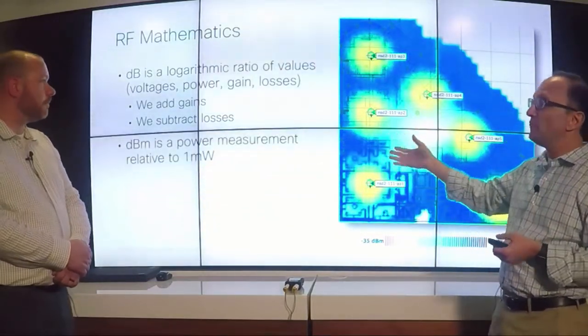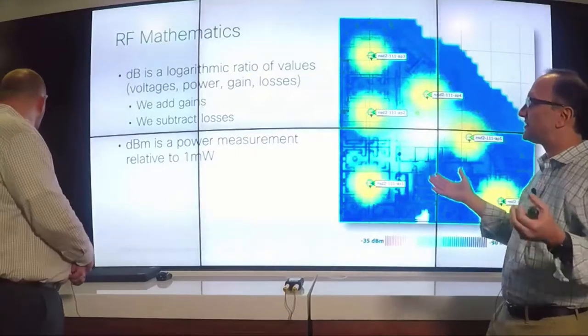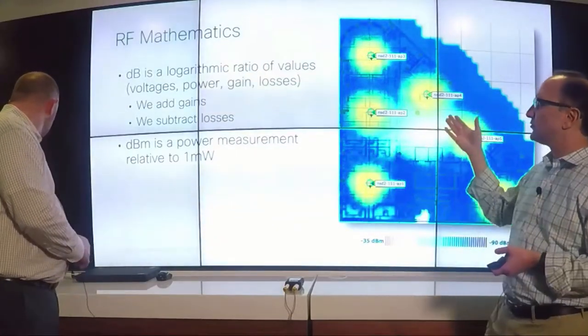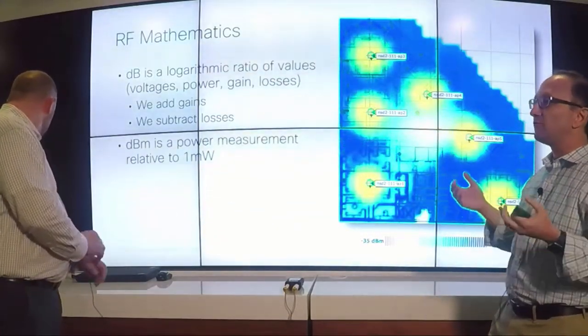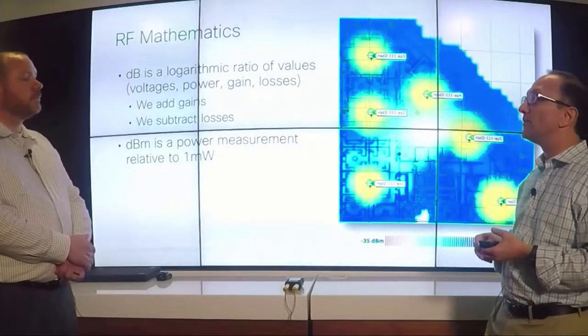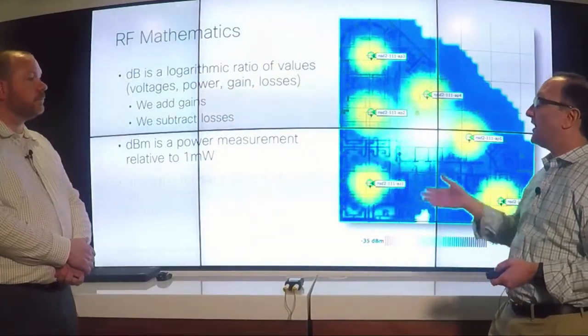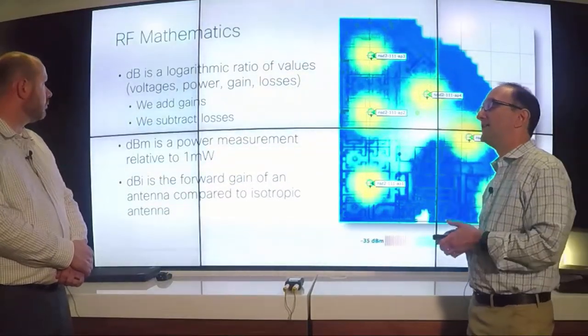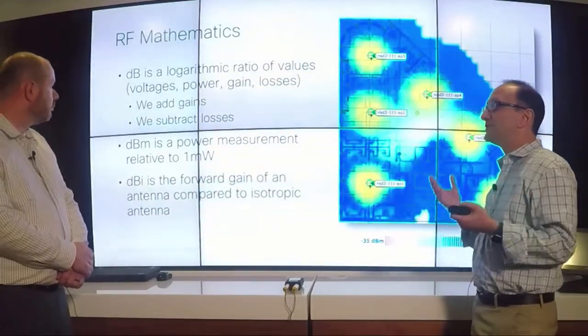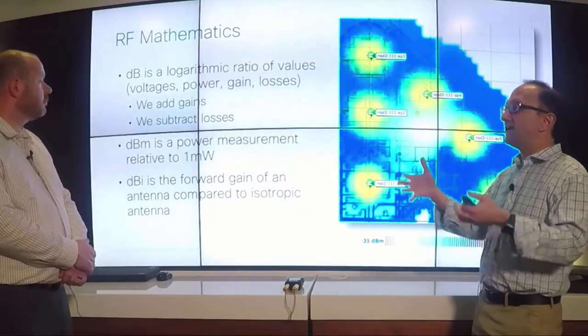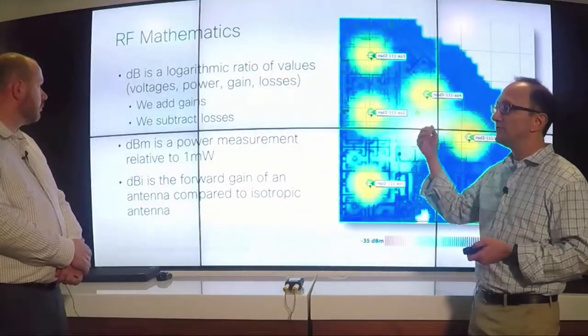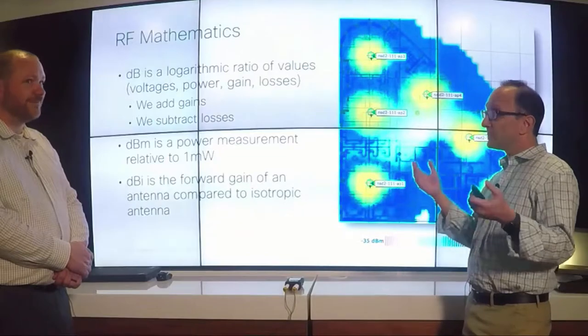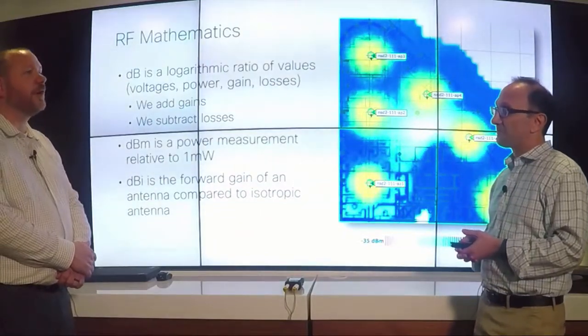So dBm, which we often see when we're doing site surveys, what is that? It's really just a power measurement relative to 1 milliwatt. Because it's a ratio. When we're talking about antennas and antenna gain, we typically talk about it in terms of dBi. What's dBi? It's the forward gain of the antenna as compared to an isotropic antenna. What's an isotropic antenna? It's a great question.